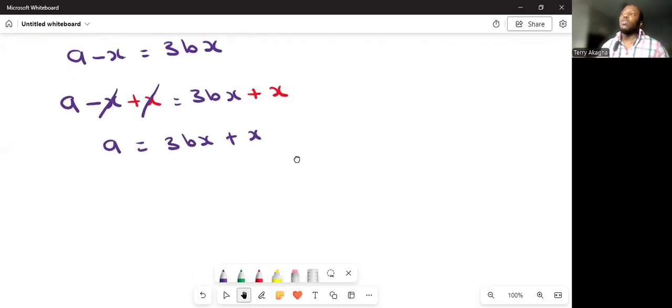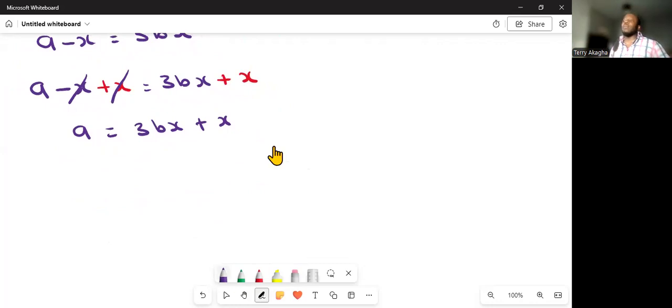Then the next thing I'm going to do is I'm going to factorize. I'm going to take common factors. So you can see what is common here. So we have A will be equal to, what is common here is X. And it's going to leave you with 3B plus 1. Are you seeing it? So you have 3B plus 1.